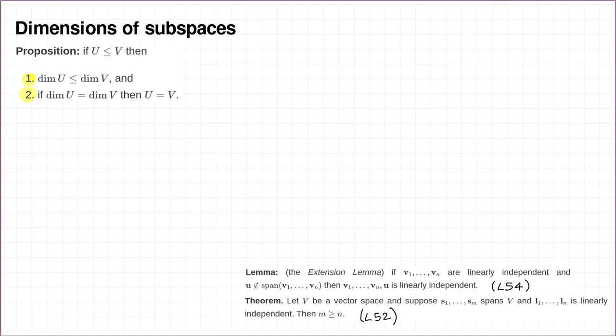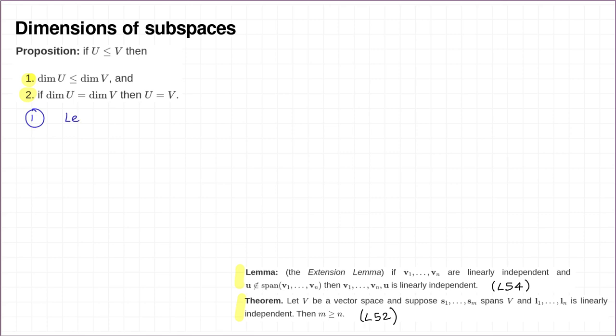On our way to proving this, we'll need two results from previous lectures. First of all, the extension lemma from lecture 54, and secondly, the result which we already used on the previous slide from lecture 52. I've copied both of those at the bottom because we're going to use them in the course of our proof. So here's the proof of part one.